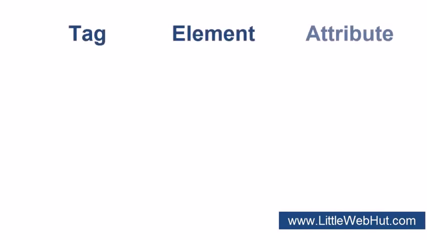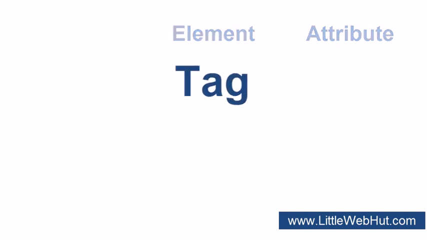The terms are tag, element, and attribute. Let's start by looking at a tag. This is a title tag. It has a tag name that is surrounded by angle brackets.